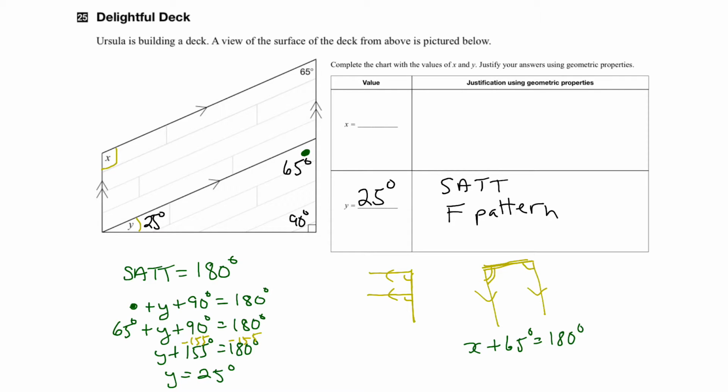So to solve for x, I have to subtract 65 from both sides. And if I did that, x would equal 115 degrees. So we can put that up here, 115 degrees. And we could also put it over here. This is going to be 115 degrees. And our justification would be the C pattern for parallel lines cut by a transversal. And there you go. We figured out the value for x and the value for y using geometric properties.